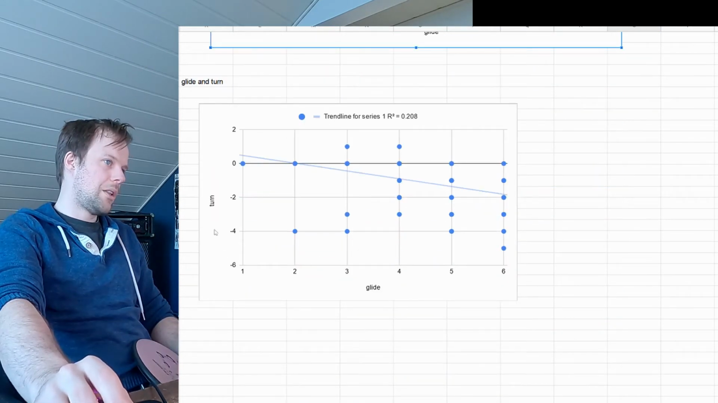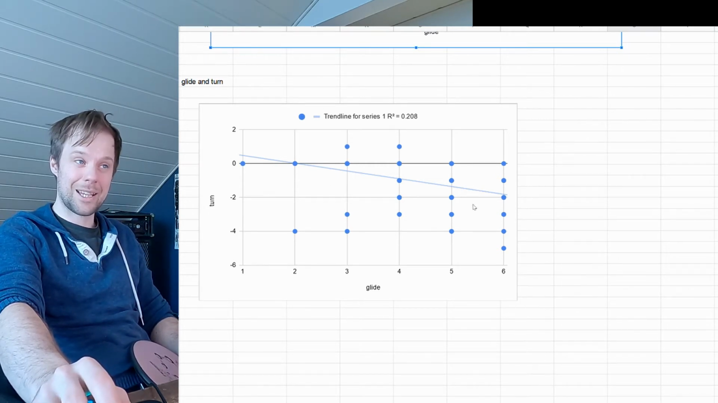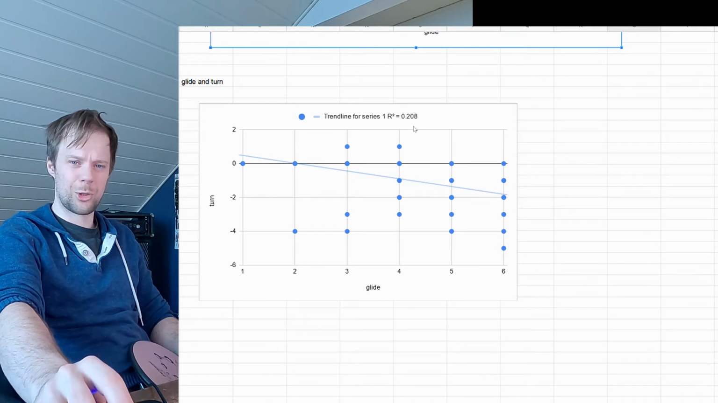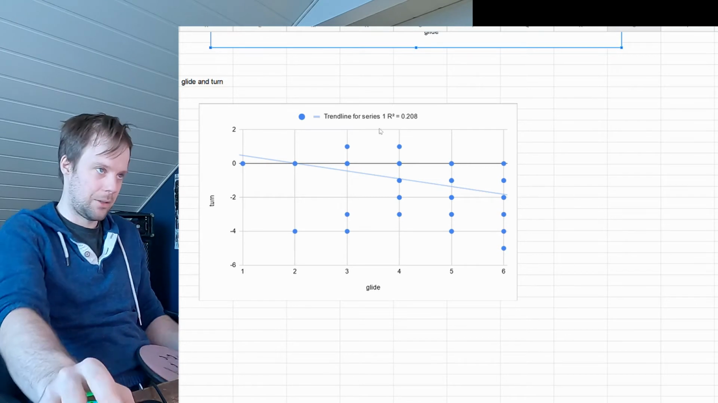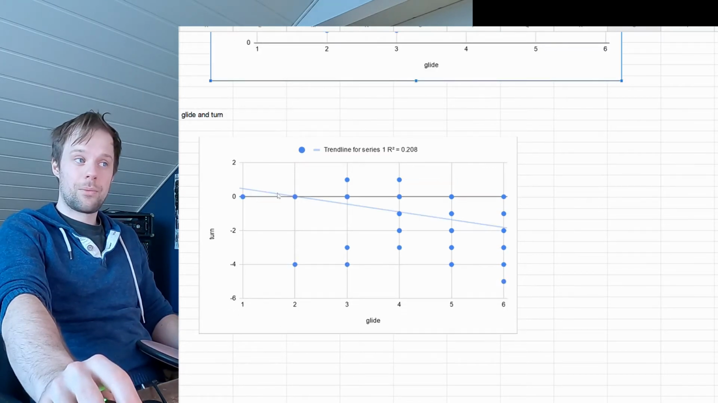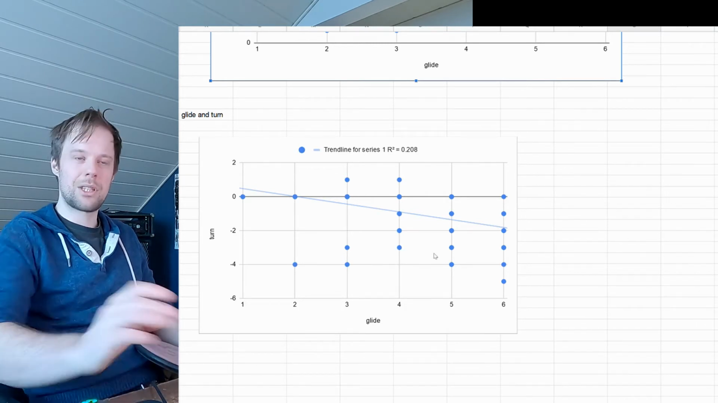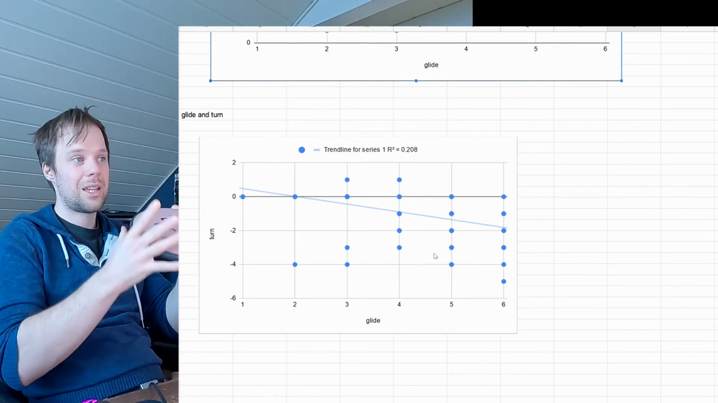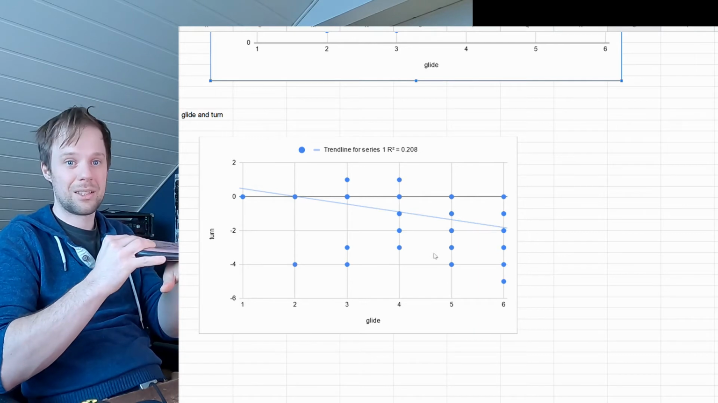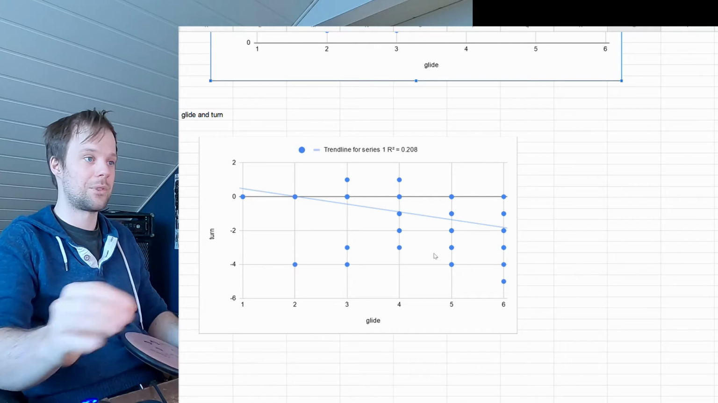If we look at glide and turn, here we have a slight negative correlation. 0.2, that's actually not that significant, but it's something. So it seems that if we have a glide disk, it tends to be a bit more unstable. Which again makes sense because when you have glide, you have acceleration upwards, and that can change the angle of attack, which can then create turn in some situations.